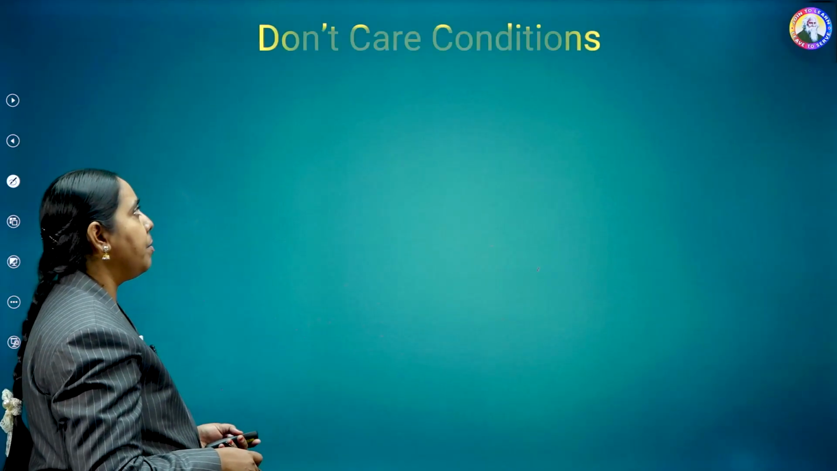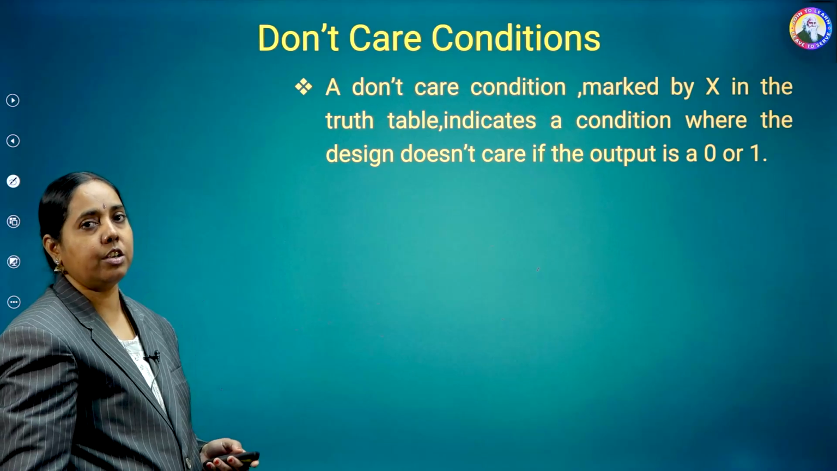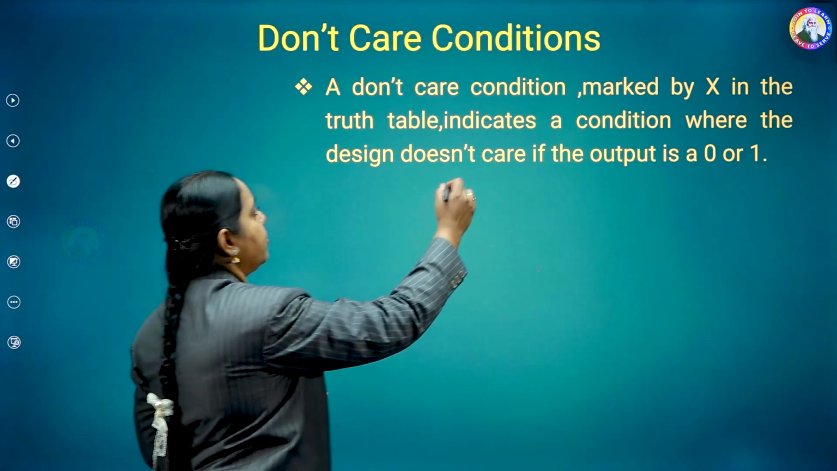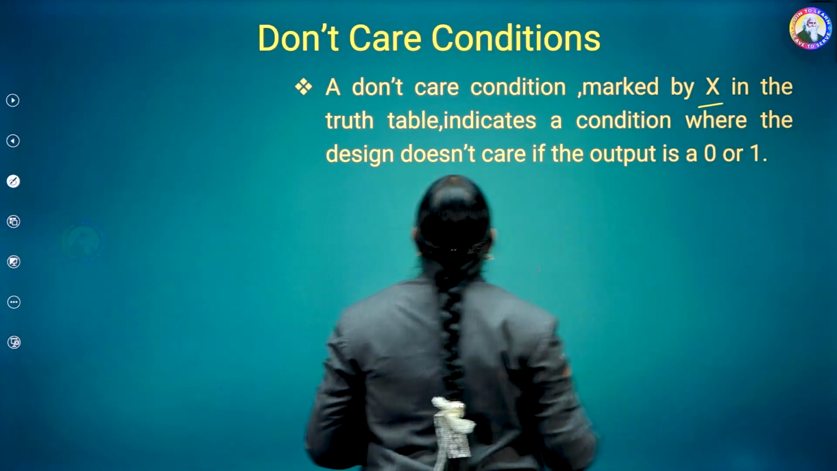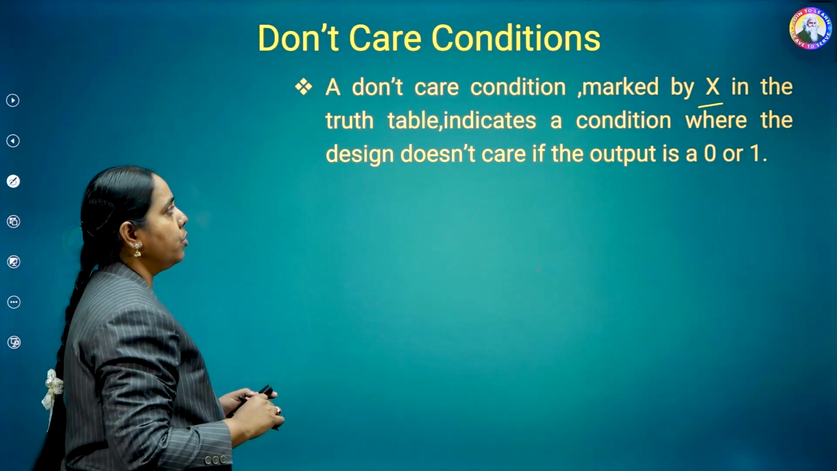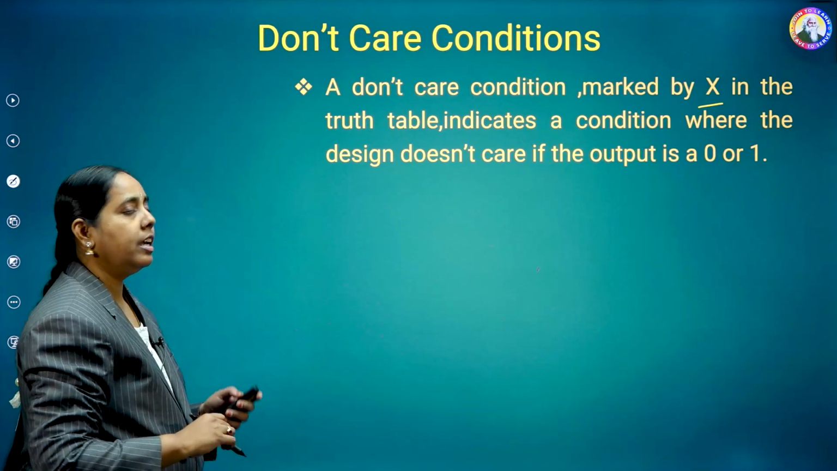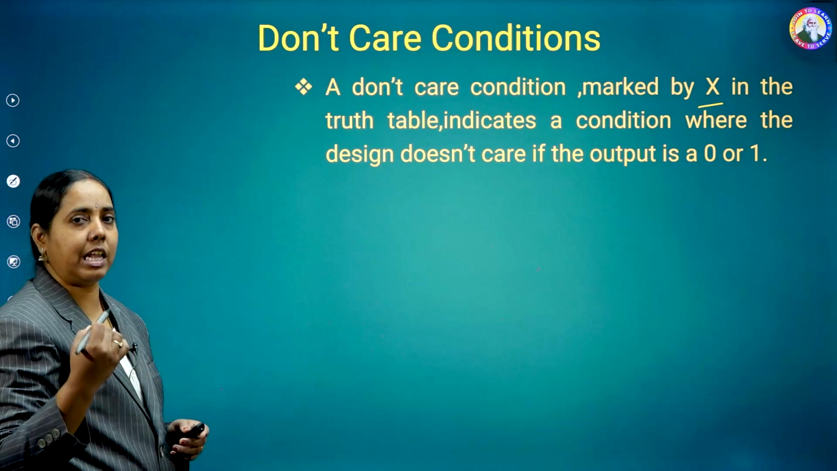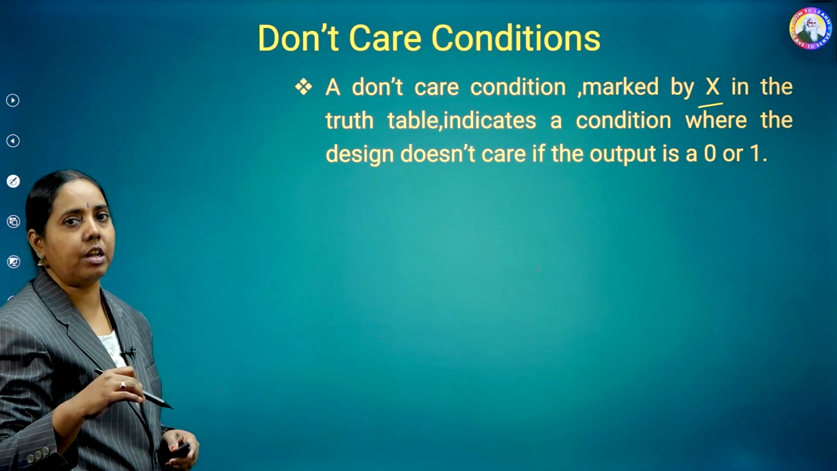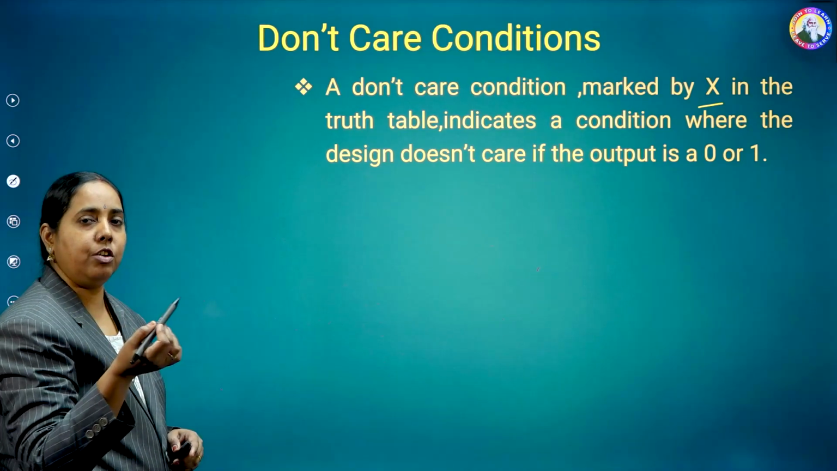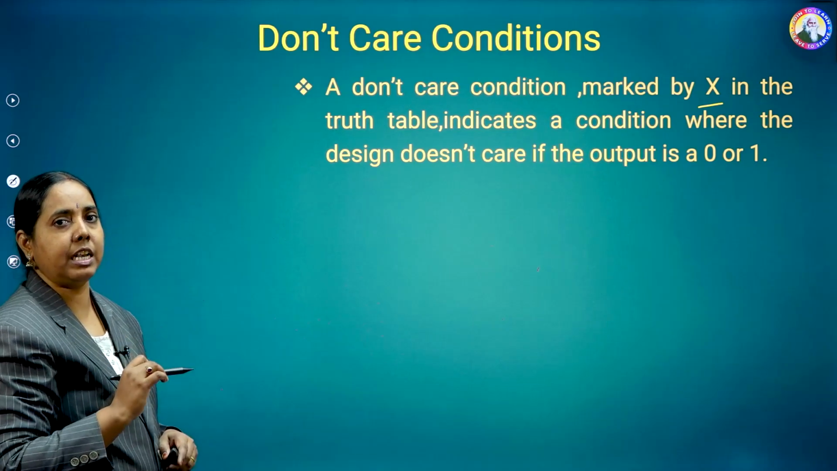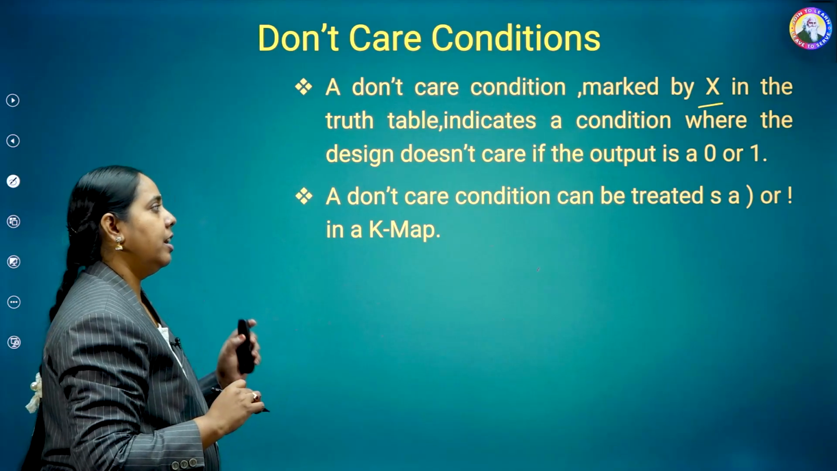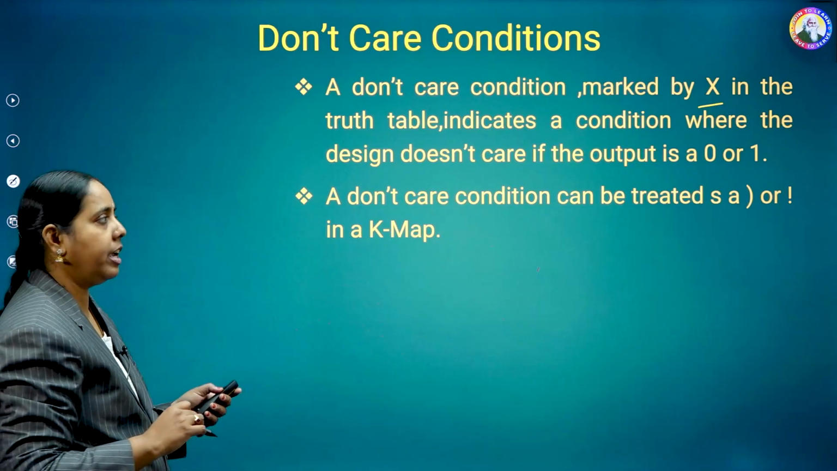Next, you will have one more concept, that is don't care conditions in the K-map. So what is meant by don't care? The don't care can be marked by X in the truth table. X means the value can be either 0 or 1. The cell has a value of either 0 or 1, so instead of putting 0 or 1, I am just placing X, right. So a don't care condition can be treated as either 0 or 1 in a K-map.